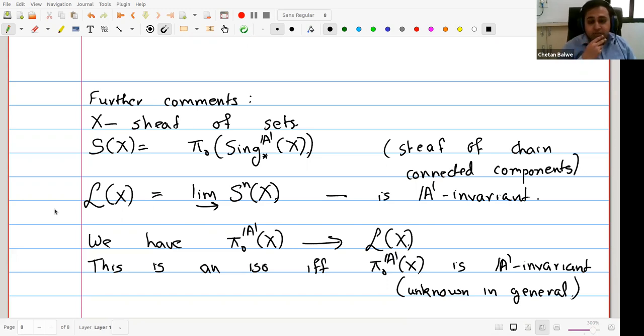On the other hand, if X is smooth and A1 connected, I don't know of a single example where you have to take S twice. If X is not smooth, then I can easily come up with an example, but I don't know of a single smooth A1 connected variety such that S of X is not a point.